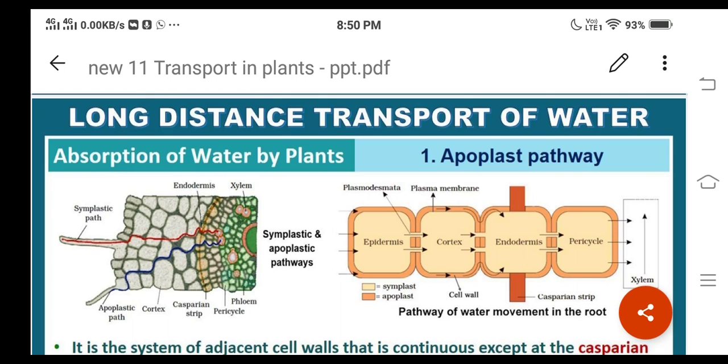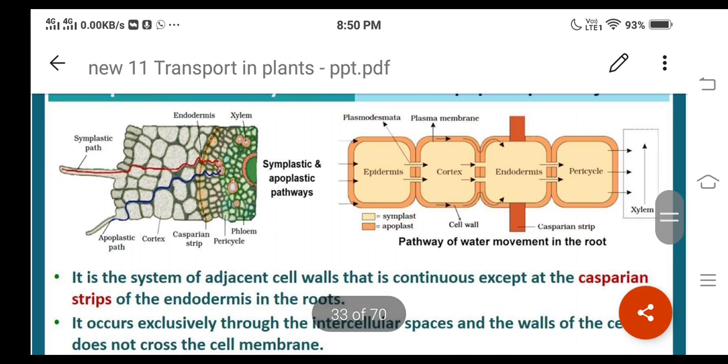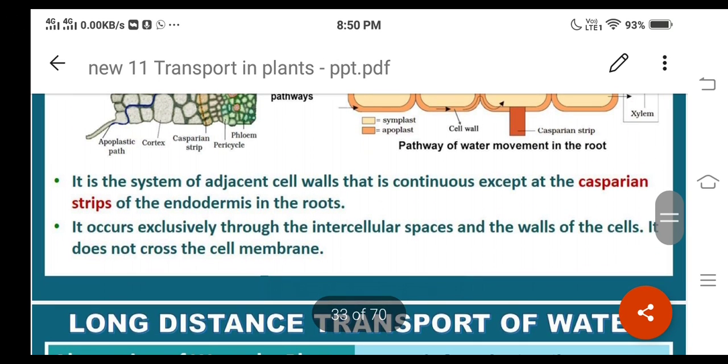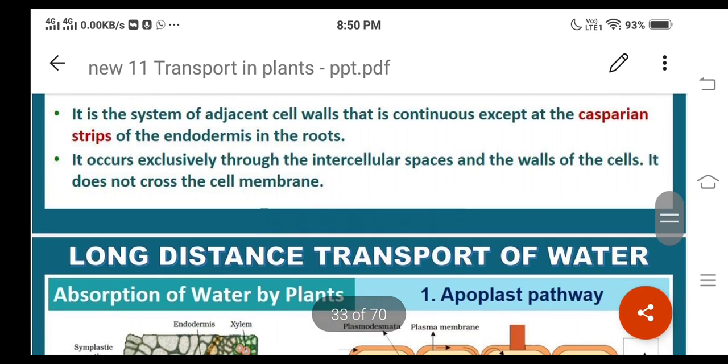Let us understand how the apoplastic movement of water occurs. Here we need to understand what the apoplastic movement is. It is nothing but the system of adjacent cell walls, the system of adjacent cell walls that is continuous except for the Casparian strips of the endodermis in the roots.